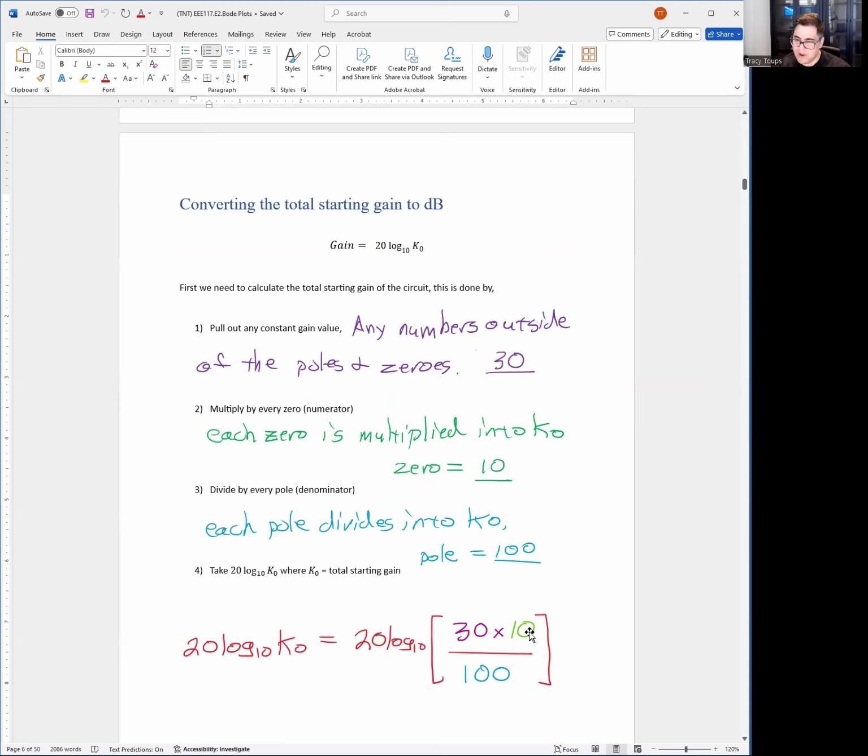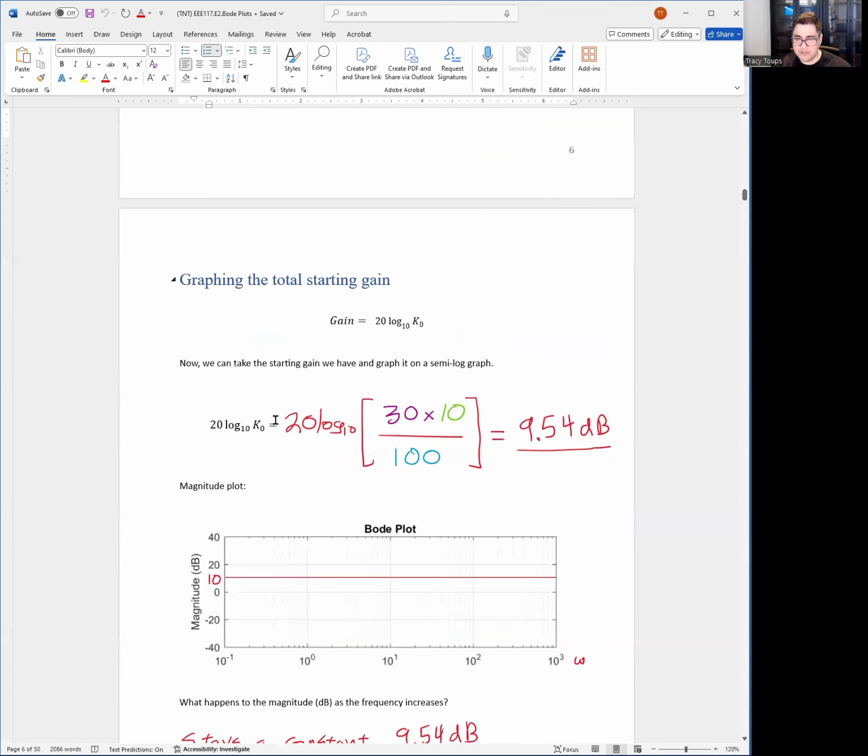So multiply all your poles and zeros. If you have multiple zeros, you multiply them all together. If you have multiple poles, you multiply them all together. You literally crunch them all into one number. So this is a hard number, you just crunch it. 30 times 10 is 300, divided by 100 is 3. So we literally take our calculator: 20 log 10 of 3 is 9.54 dB. You can literally get the calculator and crunch it.